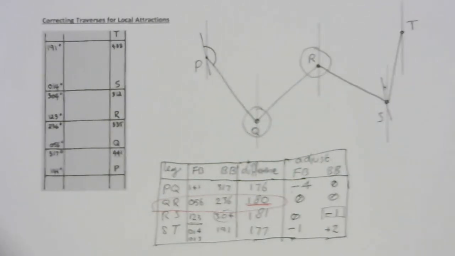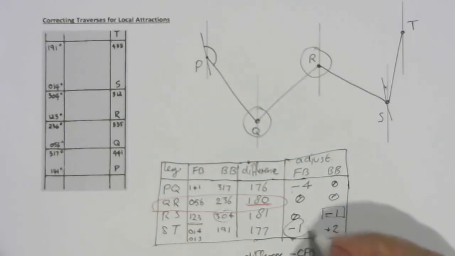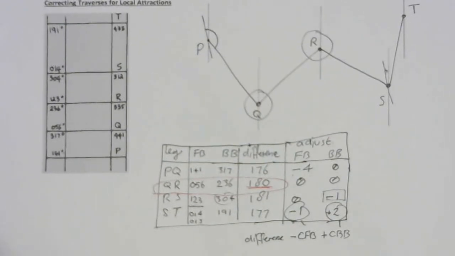We can double check this. If we take the difference, we minus away the correction for the forward bearing, and we add the correction for the back bearing, which are these values. That should then become 180. And that's a little check you can do.